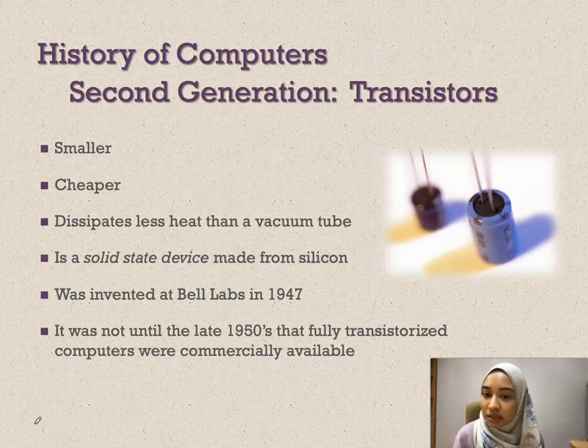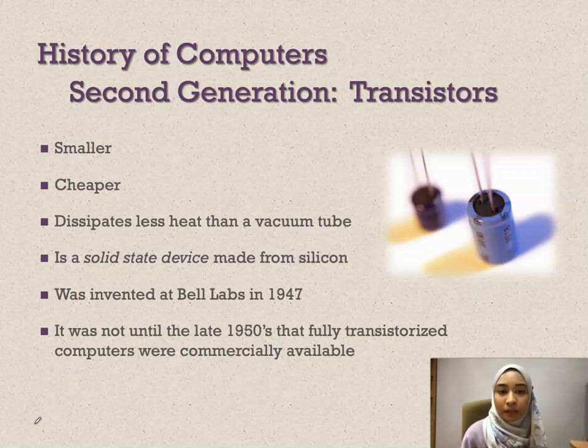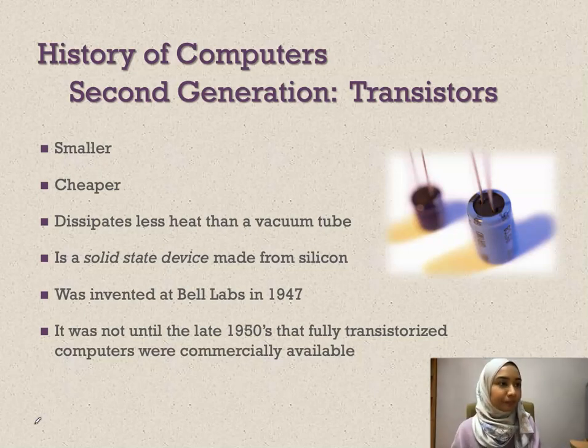And it is a solid state device made from silicon. It was invented at Bell Labs, of course, in 1947. It was not until the late 1950s that fully transistorized computers were commercially available. So yes, of course, they had already invented the transistor, but it was not until later that transistors were fully used in computers. They knew how good it was, but of course that transition takes some time. So the use of transistors defines the second generation of computers.